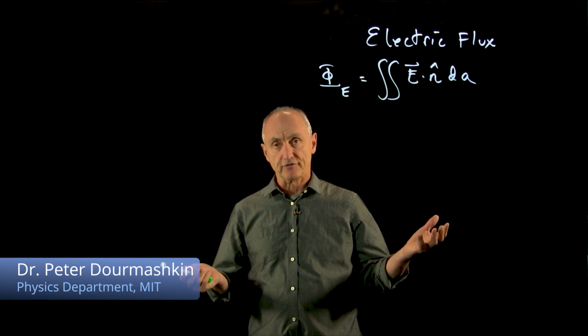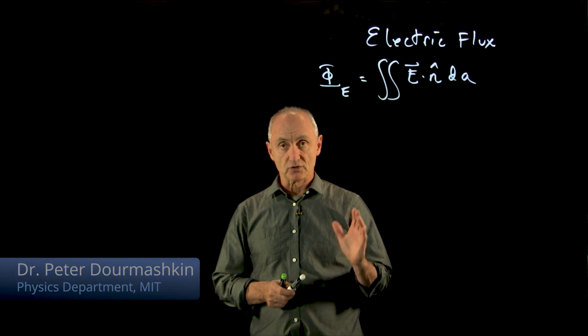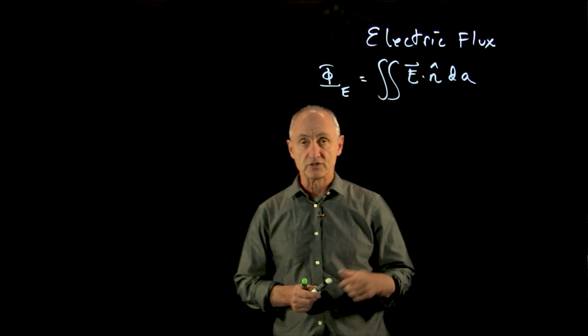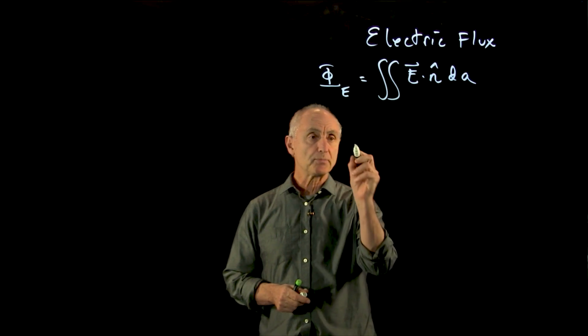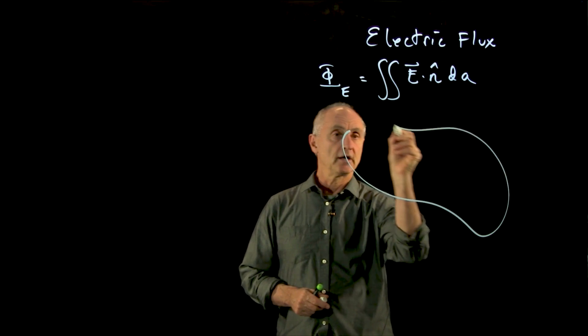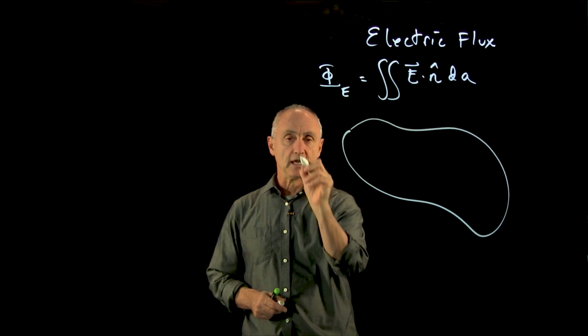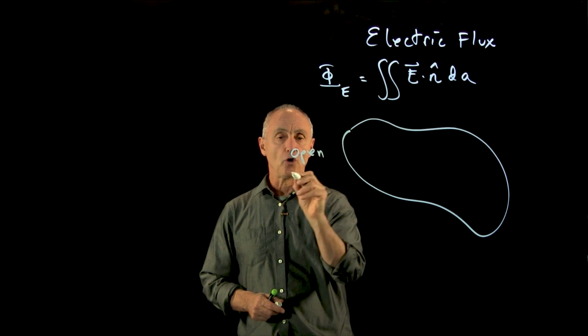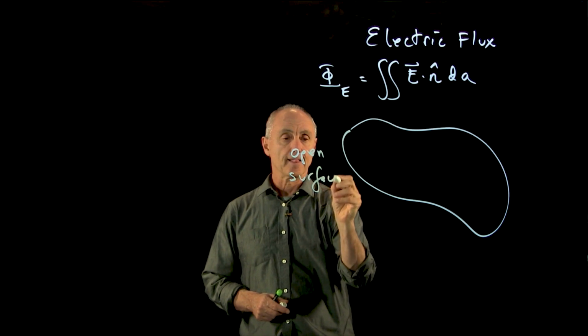So we defined electric flux for a very simple case where we had this rectangular surface and a uniform E field. But let's suppose that we have a more complicated surface. And I'll just draw it like this. Again, this is what we call an open surface.